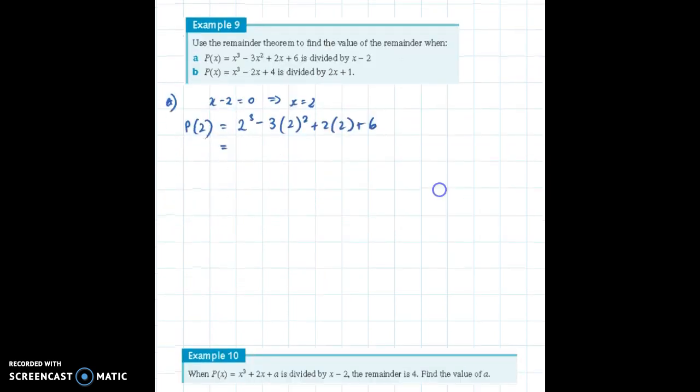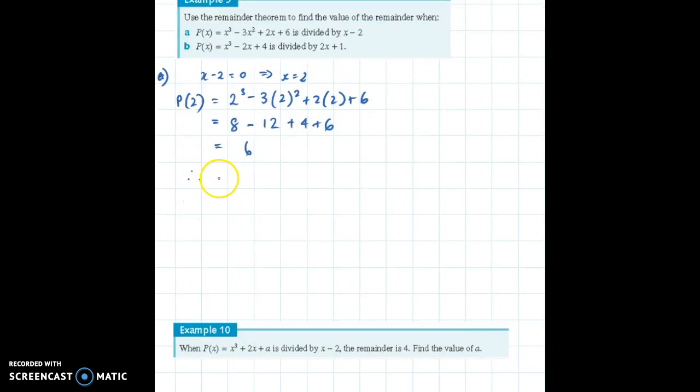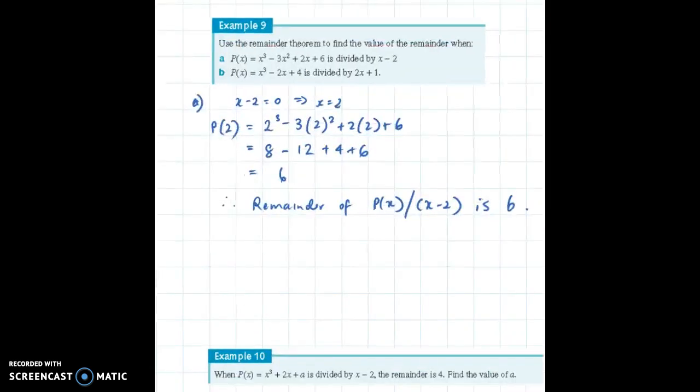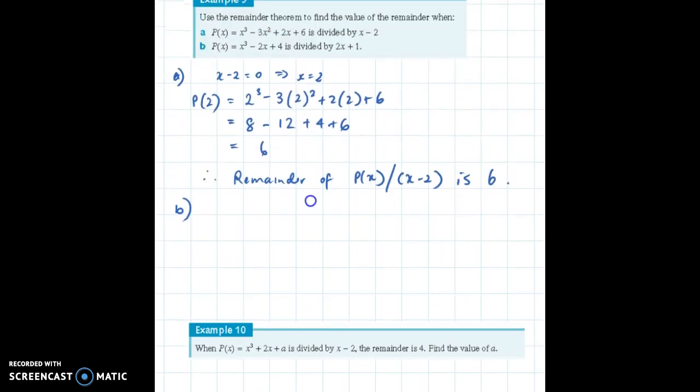Now just simplify this, actually analyze it. That 2 cubed is 8, 3 times 2 squared's 12, plus 4 plus 6. So that'll give you 8 minus 12 is minus 4, plus 4 is 0, so you have 6. Therefore, the remainder of P of x when it's divided by x minus 2 is 6. Okay? Done. Now for B, same thing.